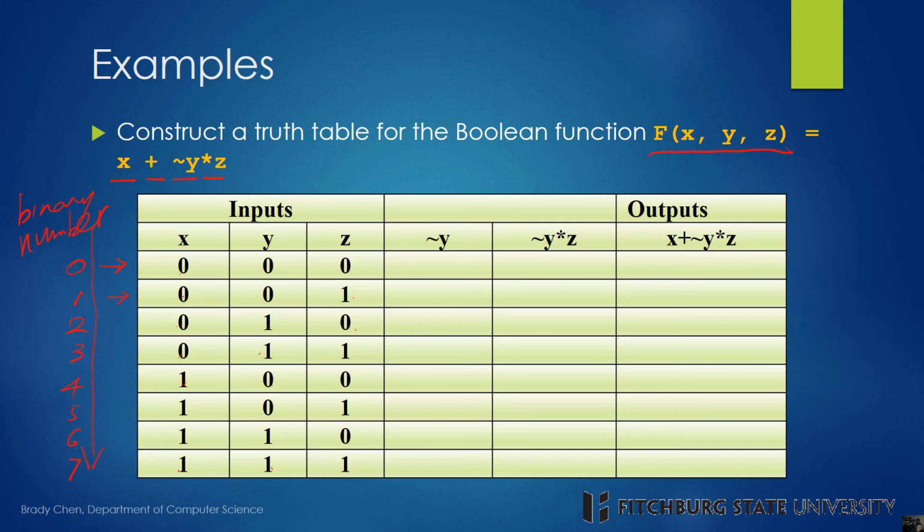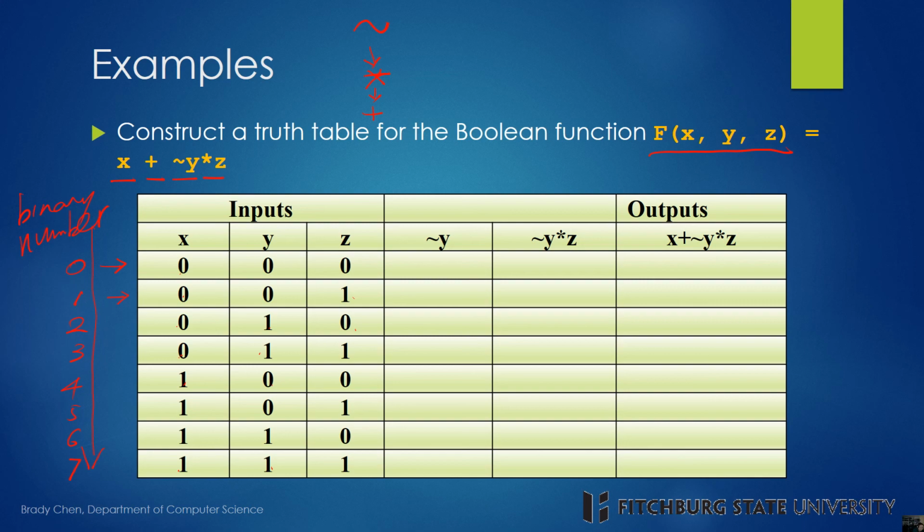Now, to build the truth table, we need to calculate the values of a smaller portion first, based on the rule of precedence. The rule of precedence says which operator we're going to evaluate first. Yes, that's right. The NOT operation is going to be evaluated first. And then the AND operation. And then the OR operation.